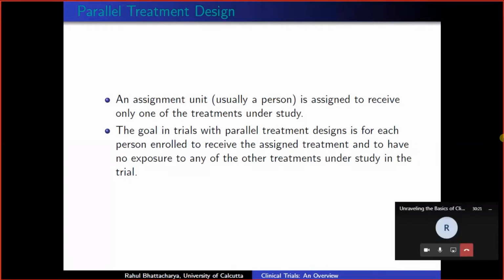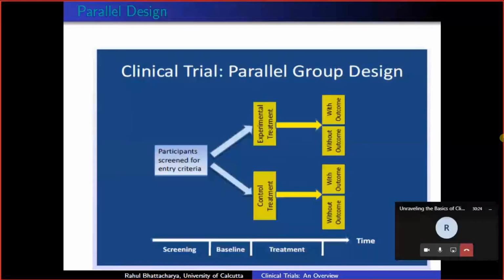Have the schematic, just look at this. Participants are screened for entry criteria. They are either assigned to the experimental treatment or the control treatment, and their responses are observed. So this is how a parallel group design goes. Now, if we have more than 2 treatment arms, the procedure is exactly the same.